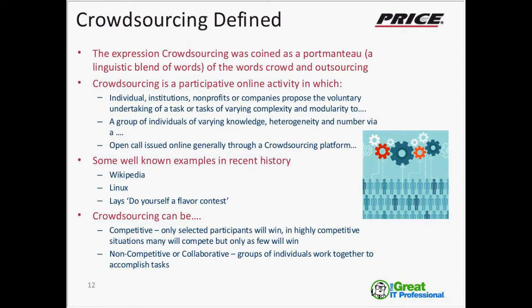It could also be non-competitive or collaborative, so that groups of individuals work together to accomplish tasks. And so these groups of individuals are people with a common interest who like development and want to extend their software development skills, for example. So they take on a task working with other people who have different areas of expertise, and through this collaborative process, they're improving their own knowledge and expanding their knowledge and their ability to do their job.